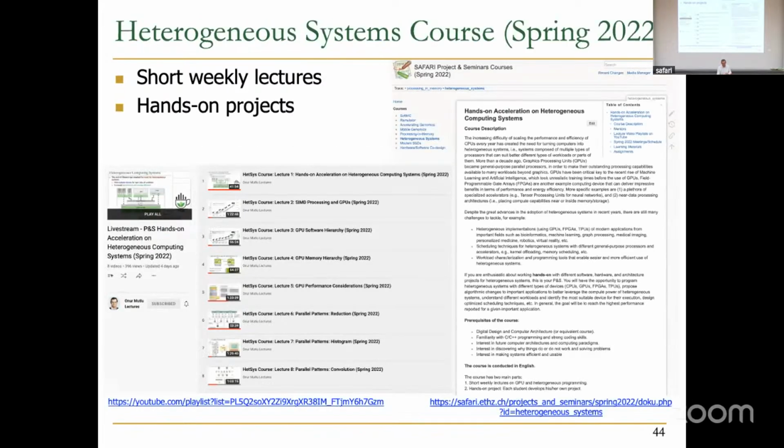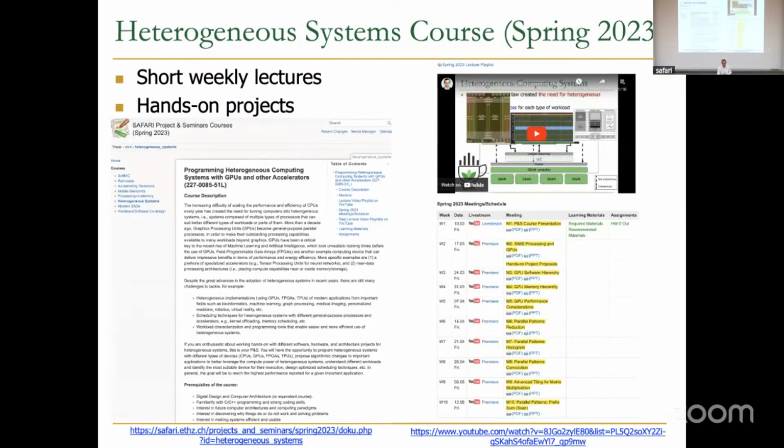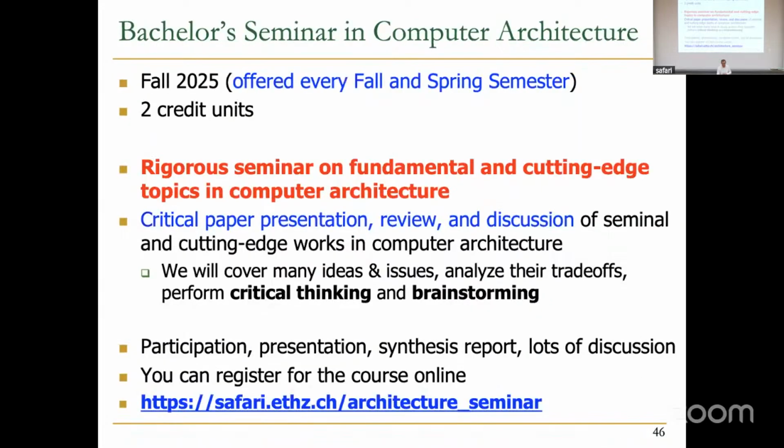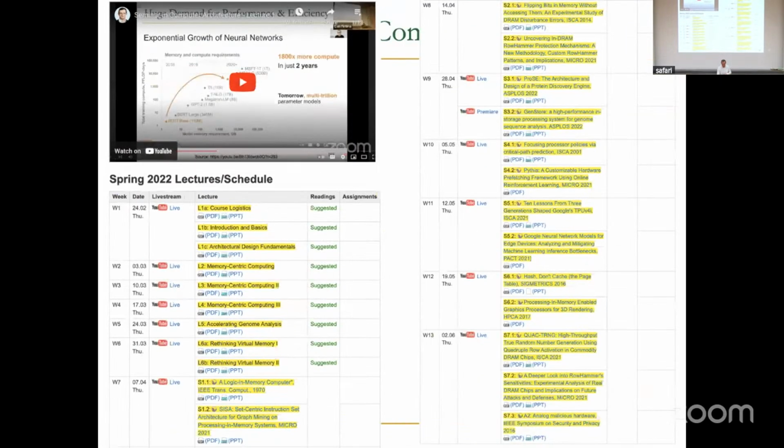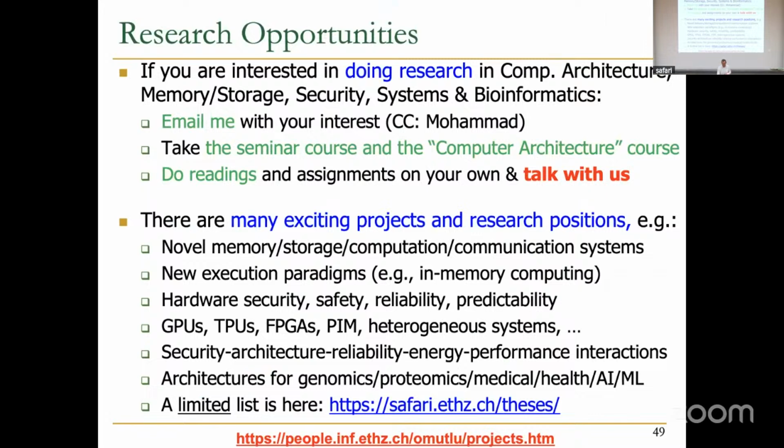Okay, so if you're interested in such questions, you can certainly take our later courses. And one thing I would recommend if you like GPUs is our heterogeneous systems course. We have a lot of lectures on GPU programming. You can watch them on your own. And I will mention the bachelor seminar in computer architecture again. For those of you who are really interested in doing this, you can take it. And there are some slides over here. And we have also research opportunities.